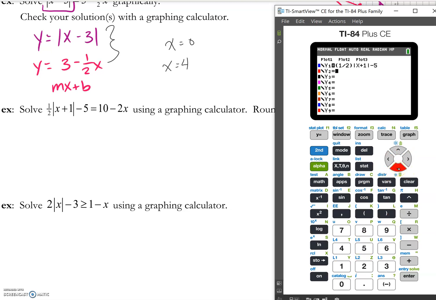Now in y2, I'm going to put the other side of the equation, 10 minus 2x. I'll hit graph. There's my absolute value. And there's my line. Here I only see one point of intersection. So, second trace, select number 5, and we're going to move our little blinky dot over to that point of intersection.